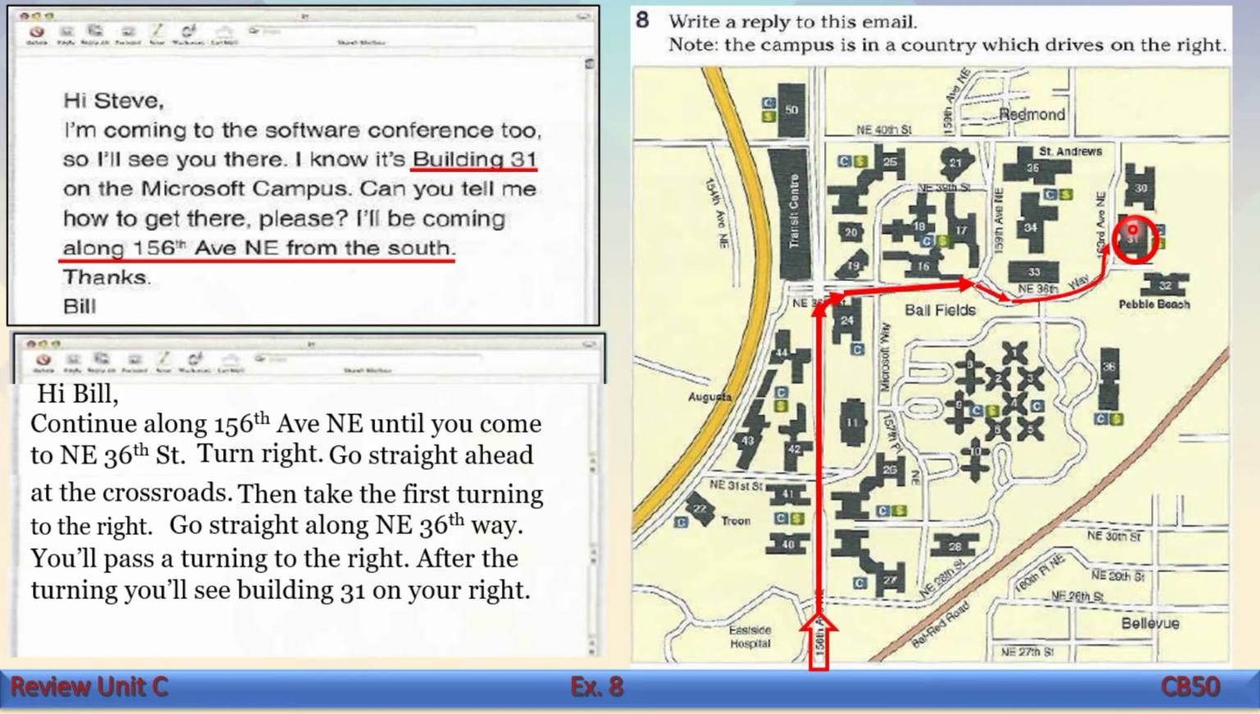So we have finished giving directions, and then we need to close the email. So we have thanks, and then you write your name, Steve. Great.